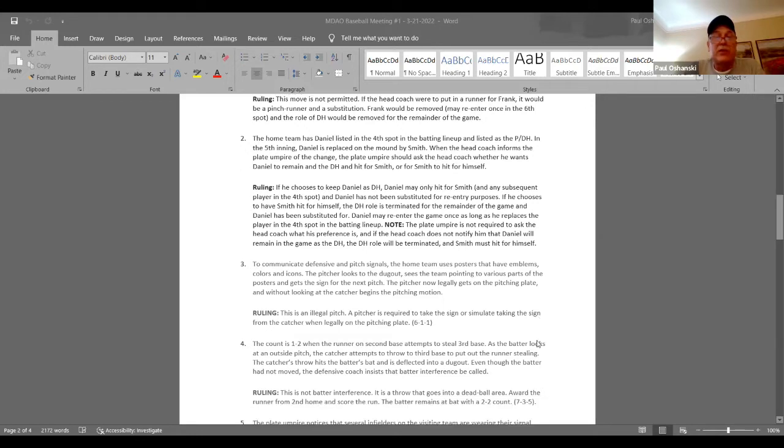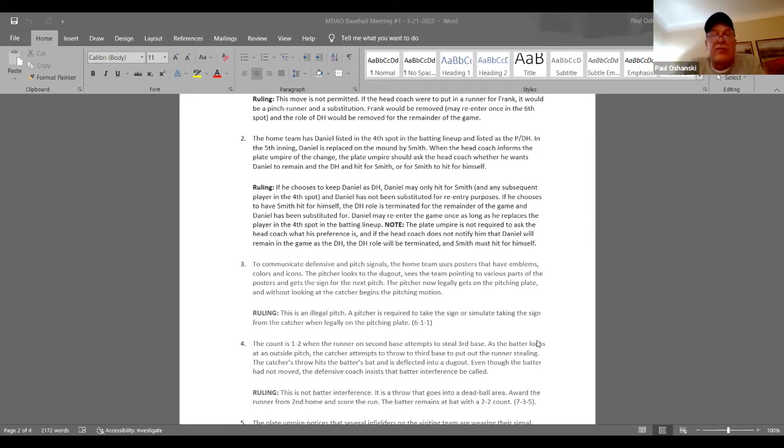So number 2, the home team has Daniel listed in the 4th spot in the batting lineup and listed as a pitcher DH. In the 5th inning, Daniel is replaced on the mound by Smith. When the head coach informs the plate umpire of the change, the plate umpire should ask the head coach whether he wants Daniel to remain as the DH and hit for Smith, or for Smith to hit for himself. So he does have 2 choices. So here's the ruling. If he chooses to keep Daniel as a DH, Daniel may only hit for Smith and any subsequent player in the 4th spot, and Daniel has not substituted for re-entry purposes.